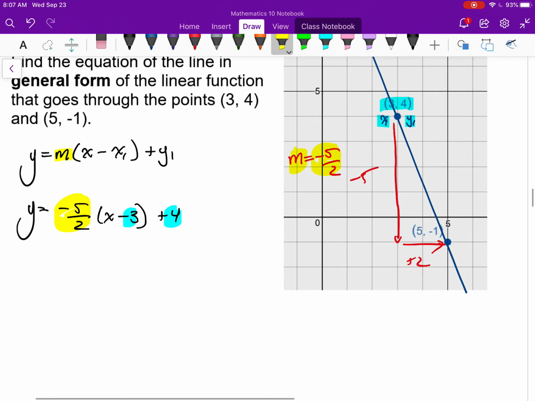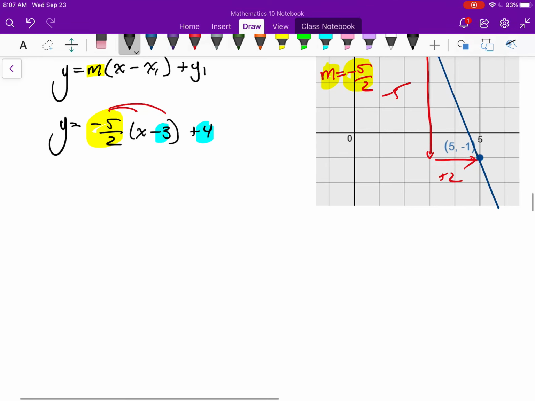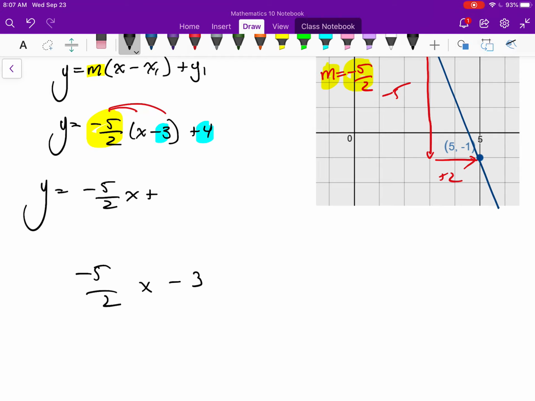Maybe I'll distribute the negative 5/2 first. So if I do that, I have y equals negative 5 over 2 x plus negative 5 over 2 times negative 3, which is a positive number. And so I get plus 15 over 2, and then plus 4. Now at this point, I'm going to multiply everything by 2.